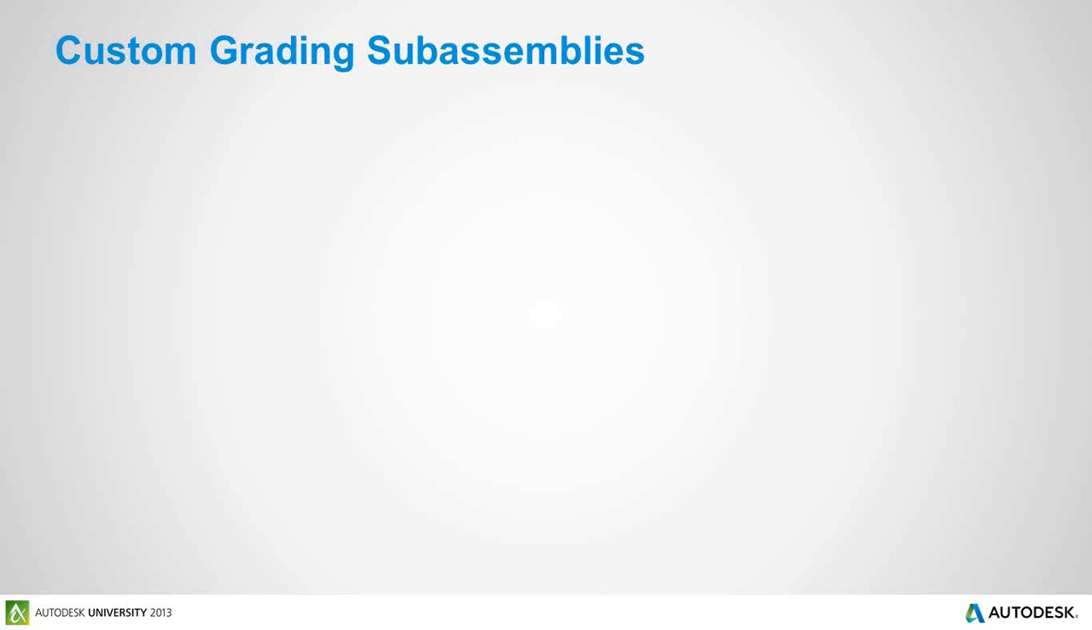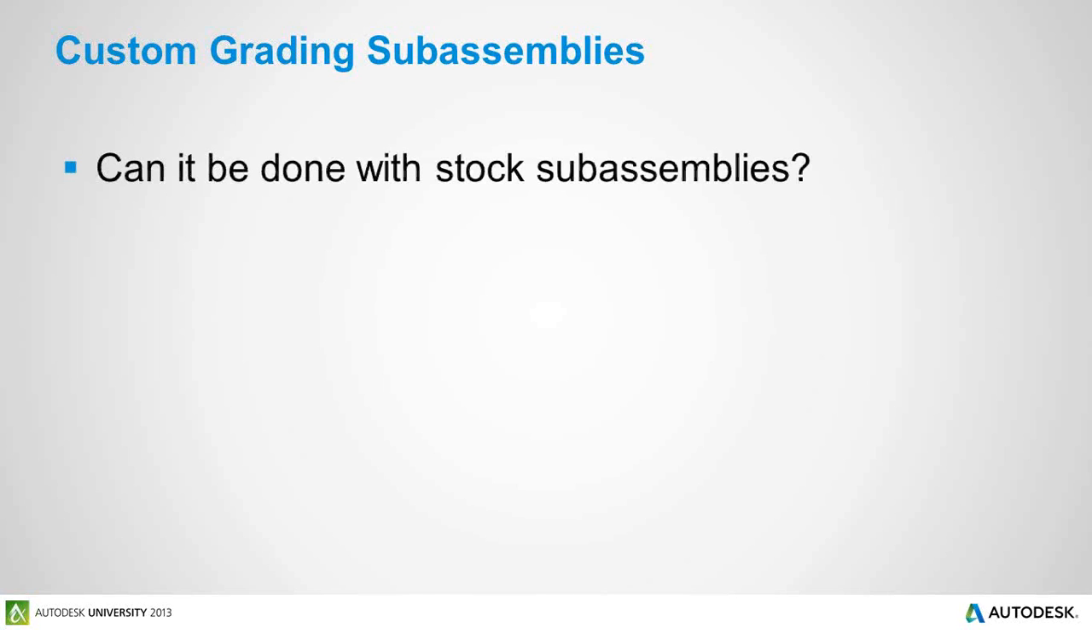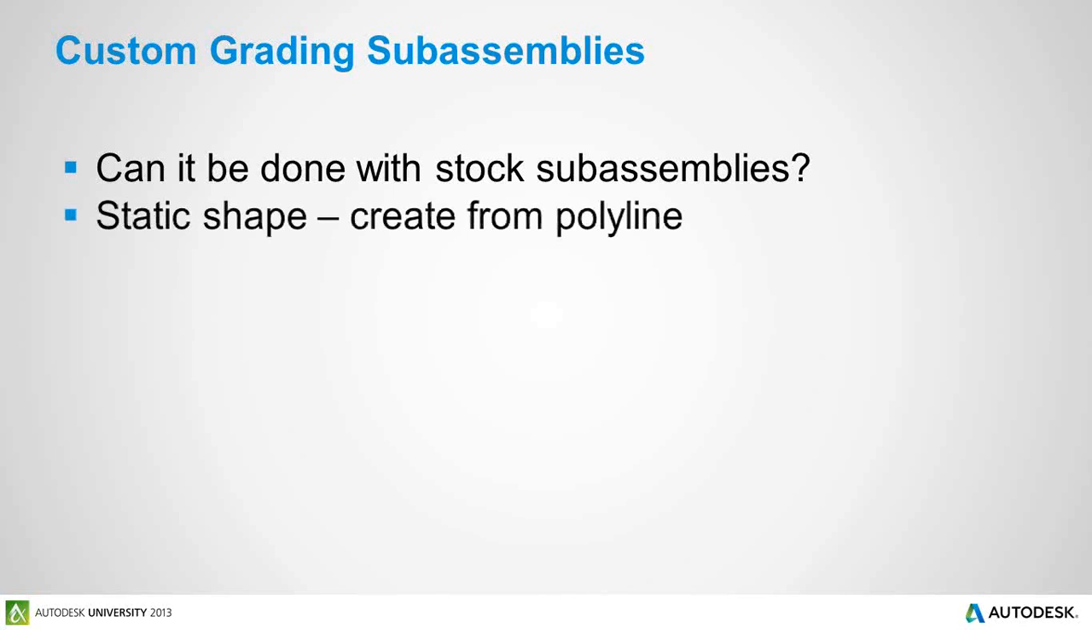All right. When using custom subassemblies, there are a couple things you need to consider before you go through the whole process. First thing is, can it be done with stock assemblies? Going back to one of the first slides I had, use stock subassemblies whenever possible, right? So can it be done before you go through the effort of learning how to use Subassembly Composer and creating that? All right. If it's a static shape, there is a command to create a subassembly from polylines.